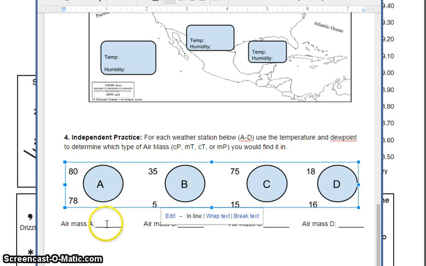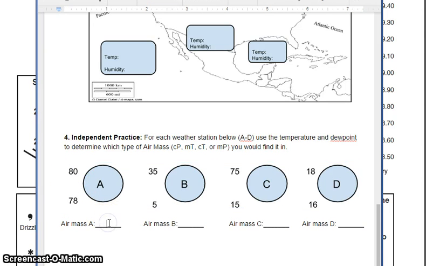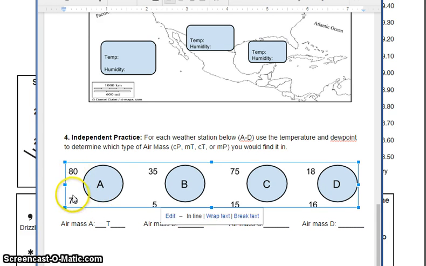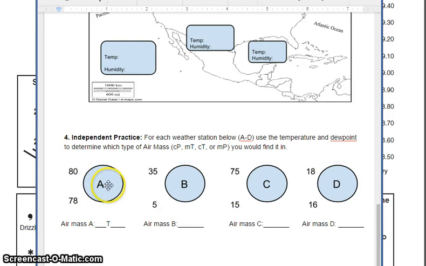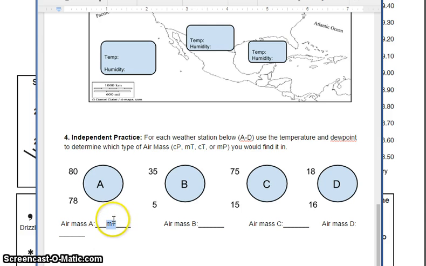So I'll do air mass A right now with you, and then you need to do B, C, and D by yourself. So A, 80 degrees is the temperature, and the dew point is 78 degrees. So that temperature is very hot, which tells me for sure this is a tropical air mass. And the fact that 78 is just 2 degrees below 80 means that this is very, very close to the dew point, so it's humid, meaning this has a lot of water in it, so it must have formed over the sea, meaning it is a maritime air mass. So the first one would be an MT, maritime, very humid, tropical, very hot.